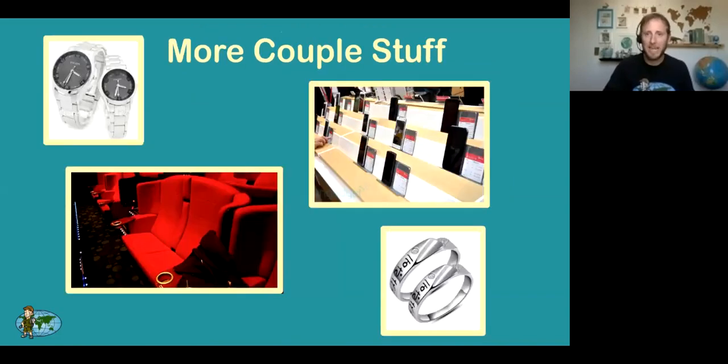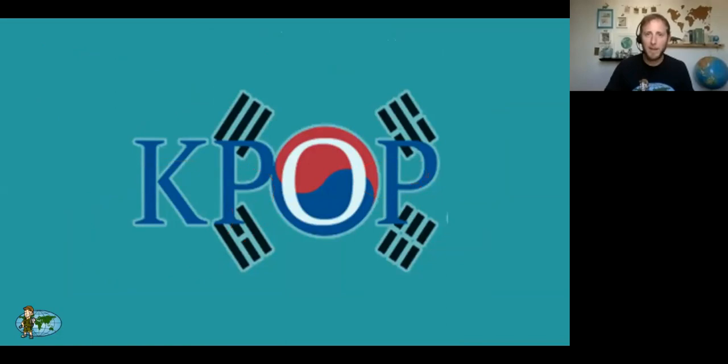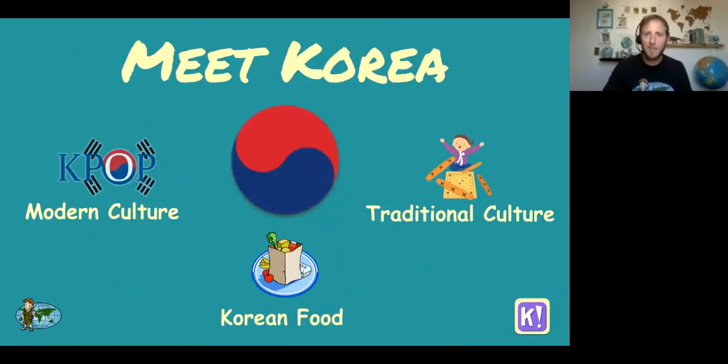Other things you can get as a couple. You can get couple cell phones. They have couple movie seats in the movie theater, couple watches, all sorts of things you can buy as a couple. All right, so that's just a real brief intro into some of the traditional and modern culture in Korea.